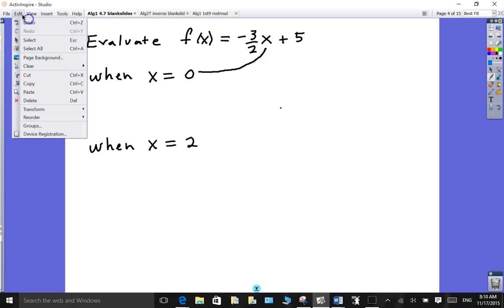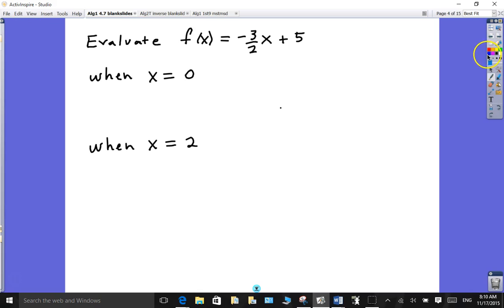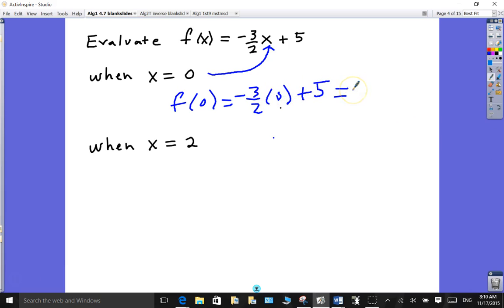I don't want to do that. Undo. I want to be in blue. Right? And the way we write it is f of 0 equals negative 3/2 times 0 plus 5, which is 5. Right? That's what it means to say evaluate a function. I mean, plug in whatever's in the parentheses with that goes into place of x.